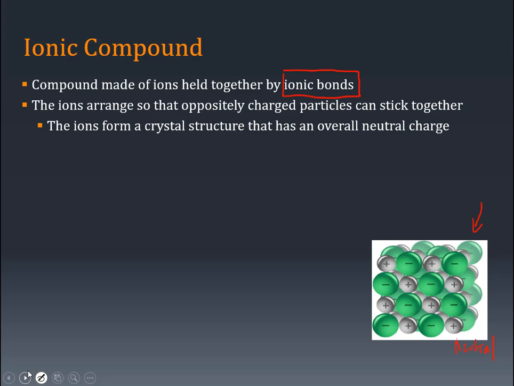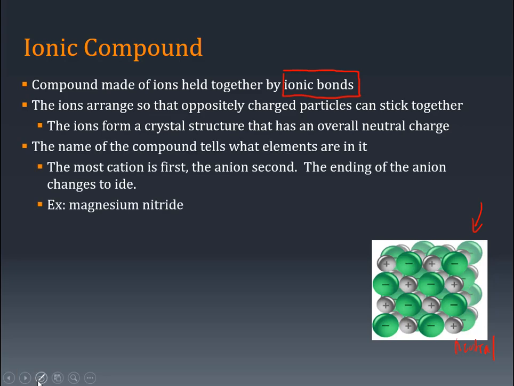And you could keep throwing ions into this and getting the crystal bigger and bigger, as long as for every positive there's a negative. Now, the name of the compound tells us what ions are in it. We're pretty much only going to look at binary compounds, which means things that only have 2 different elements in them, bi as in 2. But you can have elements and compounds get together and have lots of different elements in one compound. When we name these things, the cation is named first, the anion comes second, and we change the ending of the anion to ide. So magnesium nitride is the compound that contains magnesium ion and nitrogen ion.